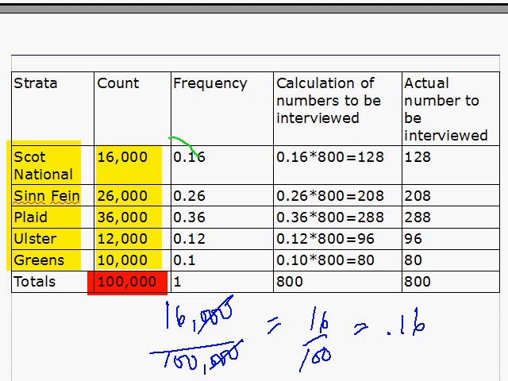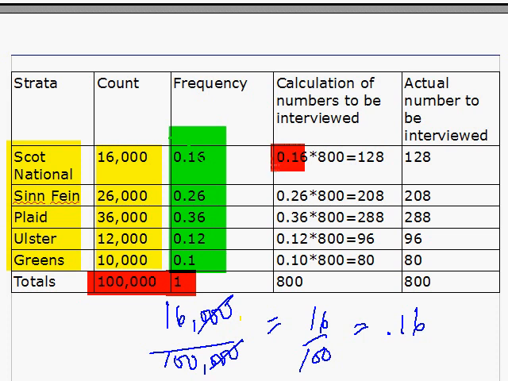So this is the next calculation that you do, and it should add up to 1. Now you have to calculate the number of people interviewed. Oh, I did it for 800 here. I said 900, whatever. However many people you want to interview, you make that the maximum and you multiply it by the frequency. Here I multiplied by 0.16, then by 0.26, 0.36, 0.12, and 0.10.